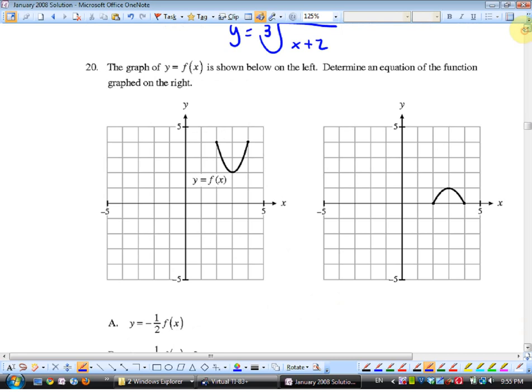Number 20. Graph of blah blah blah is shown below. Find the equation on the right. Well, definitely there's a vertical reflection because it used to open up and now it opens down. This is too wide. This is too wide. No horizontal stretch. This is too high. This is one high. So there's also vertical compression by a half.